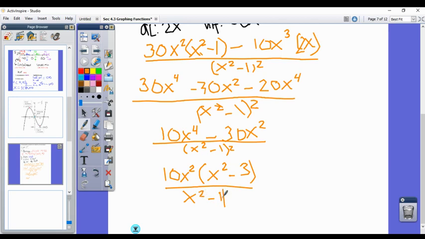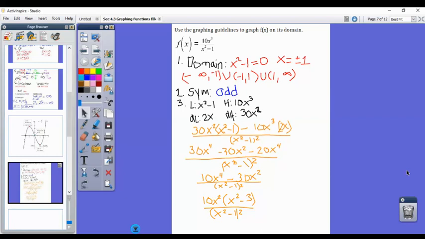Now, when I do my second derivative, I'm going to use this. I'm not going to use this because then I would have to do the product rule and the quotient rule at the same time, and that would be crazy. But this is going to help me find my critical points. Okay. We found the first derivative. Now let's find the second derivative. And remember, I'm going to be using the 10x to the fourth. I'm not going to be using the factored form to find the second derivative, just because it will be easier to not have to do the product rule and the quotient rule.